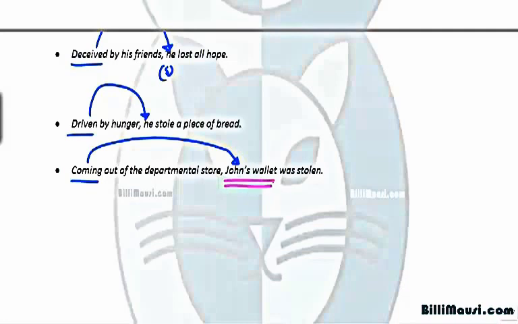because it's telling that John's wallet was coming out of the departmental store, which is not logically feasible. John's wallet cannot come out of the departmental store. What can happen is, coming out of the departmental store, John realized that his wallet was stolen. So who was coming out of the departmental store? John was coming out of the departmental store and he realized that his wallet was stolen. So this statement is wrong. So hope you understood.